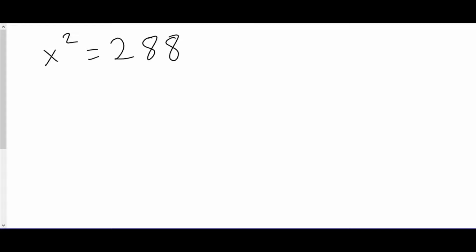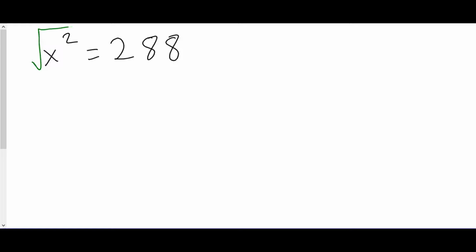Let's try out this example. So let's run through those steps we just wrote down. Step 1 was to isolate the x squared term. Well, in this case, it's already done. I have x squared by itself and the numbers on the other side. So I can move on to step 2, take the square root of both sides.